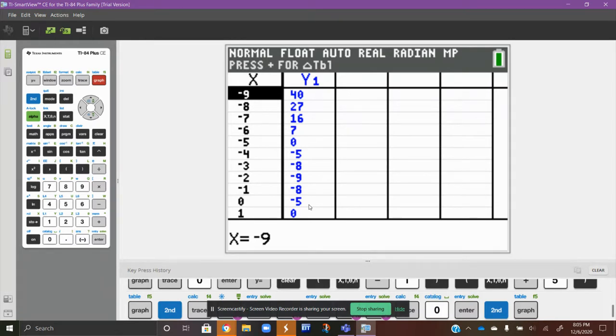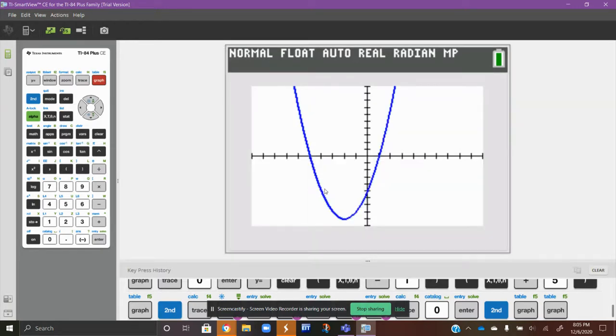And then my x-intercepts are where y is 0. I happen to be able to see those very quickly right here on my table. So -5, 0, and 1, 0. Okay, and hopefully that's enough to help.